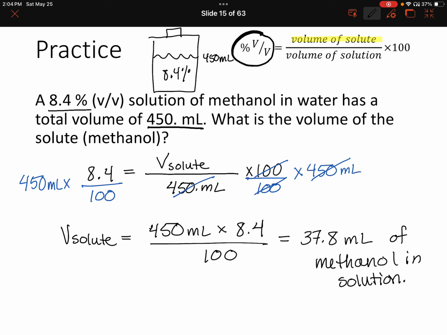And you're trying to figure out, okay, but how much methanol is actually in there? How do I know how much is in there? Well, we can use this equation to figure that out. And we found out that 37.8 milliliters of that solution was methanol. So pretty handy.